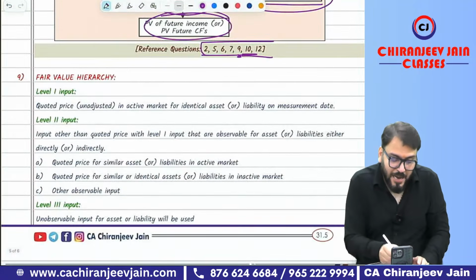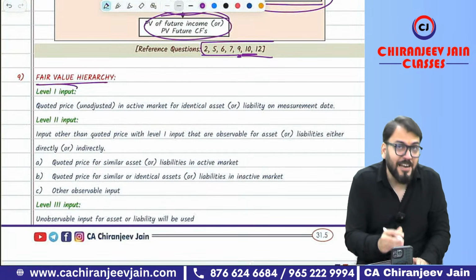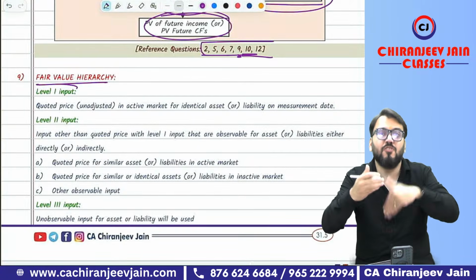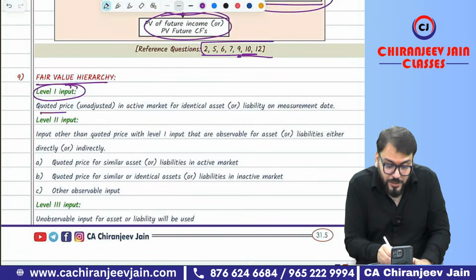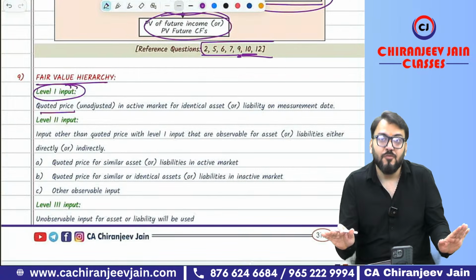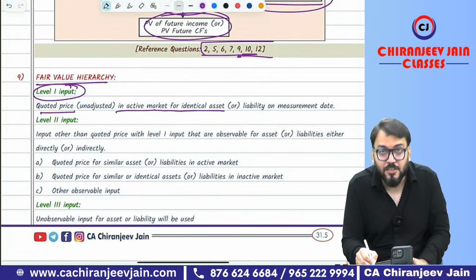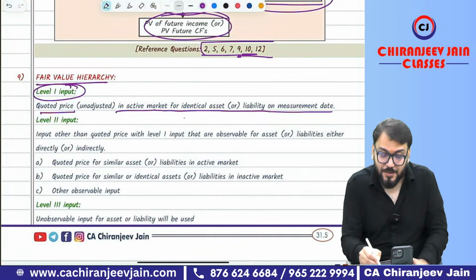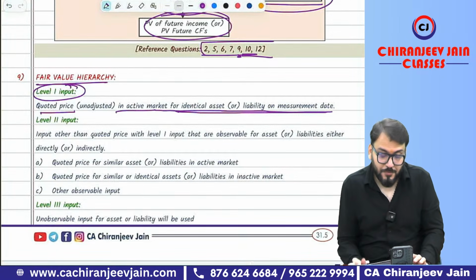But before that, I need to explain the fair value hierarchy. Important. Hierarchy means which information should be used first. First, level 1 input. Level 1 input means quoted price without any adjustment, in an active market for identical asset or liability at the measurement date. That is level 1 input.